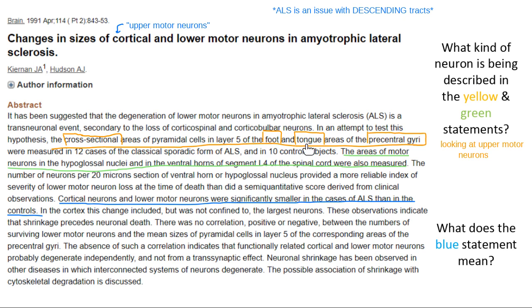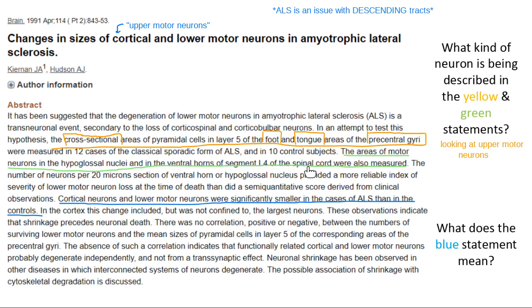They took a little slice of the cells that lived there. They wanted to see how big the upper motor neurons were. That was the first part of their study. Then they looked at the areas of motor neurons in the hypoglossal nuclei and in the ventral horns of the L4 segment of the spinal cord. Let's do like we did before.